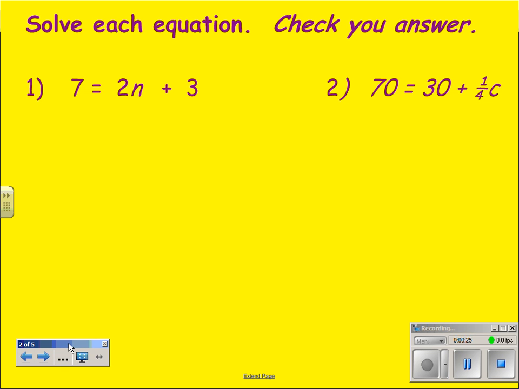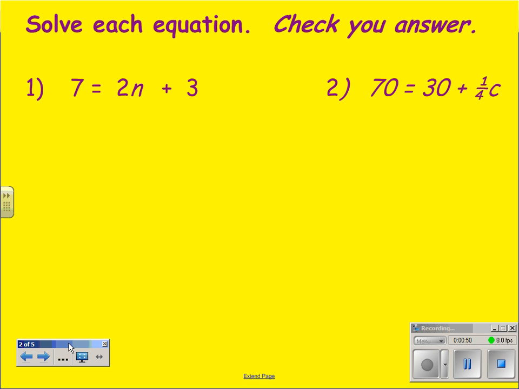Our first problem is 7 is equal to 2n plus 3. So we want to isolate the n or get it by itself. Ultimately, what we're trying to find out is 7 is equal to 2 times what number plus 3. So we always want the left side of our equation to equal the right side of our equation. So to get the n by itself on the right, we have to get rid of the positive 3.